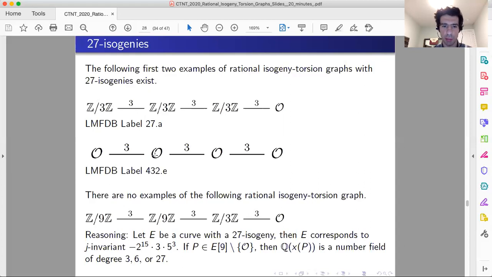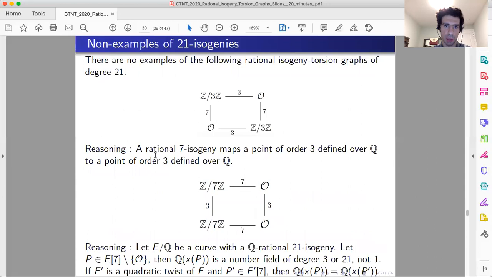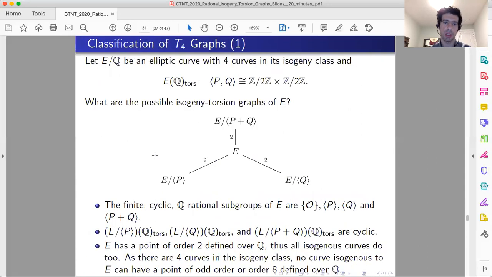So in the interest of time, let's skip the following examples. These are for classifying 21 isogenies. It's very similar to the proof of classifying 27 isogenies. Let's move on to classifying T4 graphs.